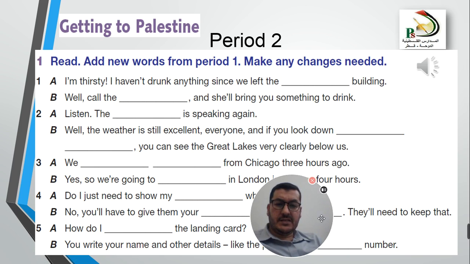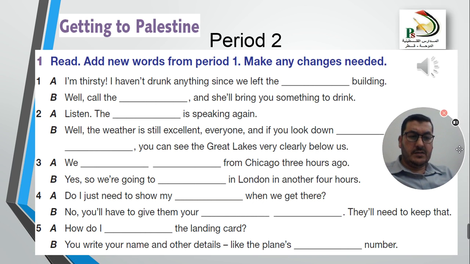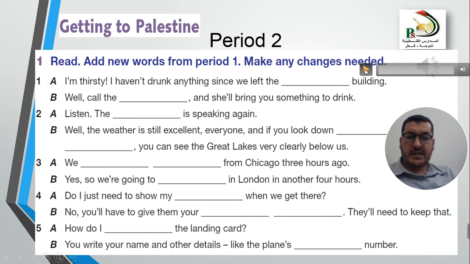Now we have an exercise, period number 2, about the new words. After listening to the new words, after reading the new words, let us put the new words in the spaces here. Listen everybody and listen and write the new words. Activity 2.